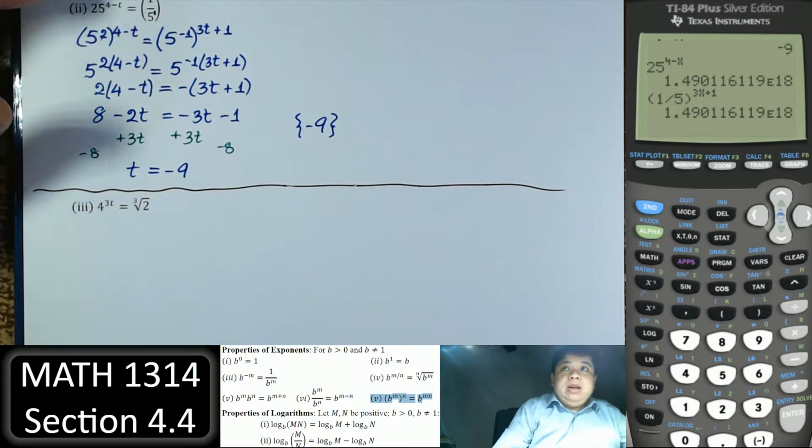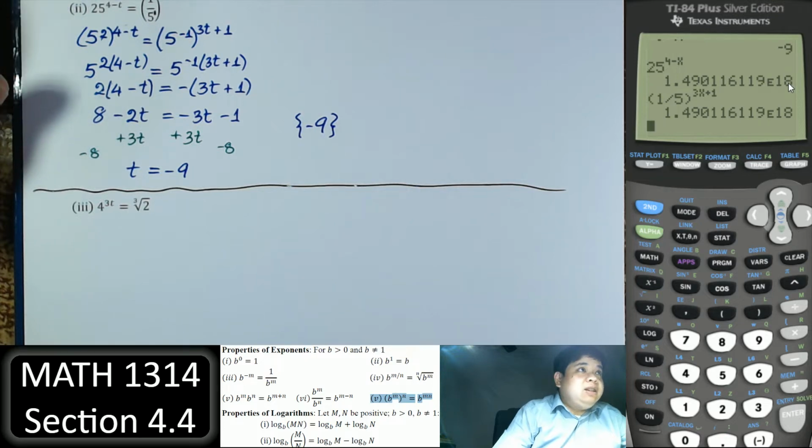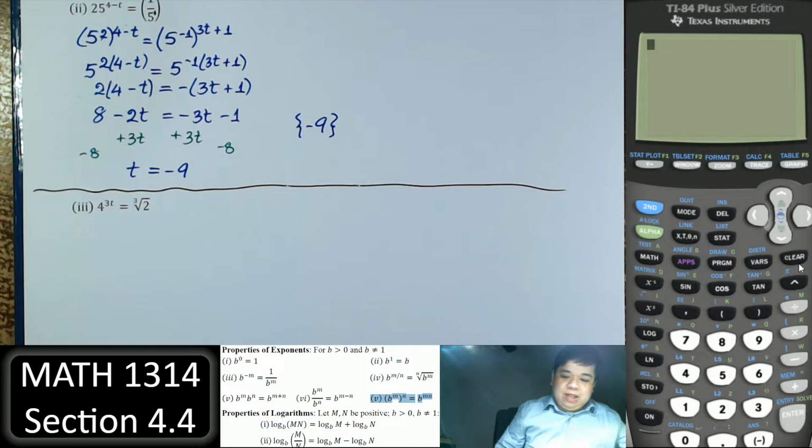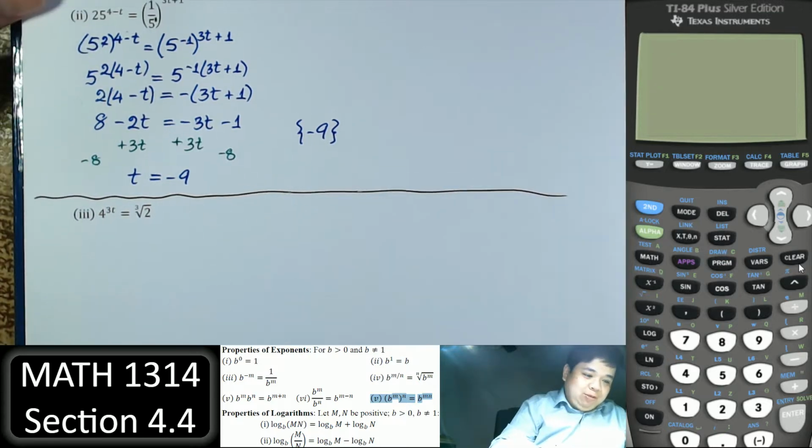By the way, this means times 10 to the 3. So that's 1,000. Just want to show that.